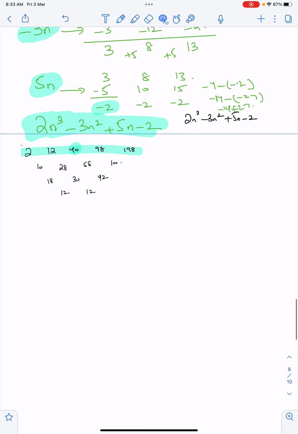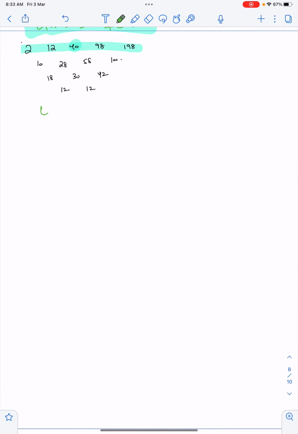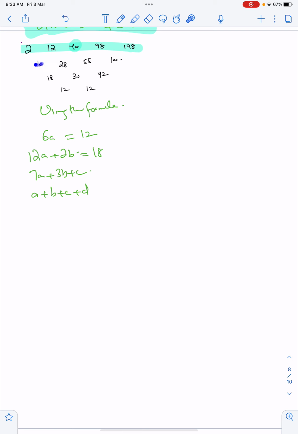Let's write down the 4 statements which I had to write for the formula, using the formula. The first one was 6a, then it was 12a plus 2b, and then it was 7a plus 3b plus c, and the last one was a plus b plus c plus d. For this one, 6a, I will write 12 here. For this one, I'm going to write 18 here. For this one, I'm going to write 10 here. And for the last one, I will write 2, which is the first term of the sequence.